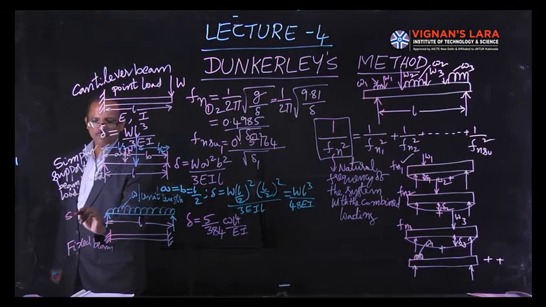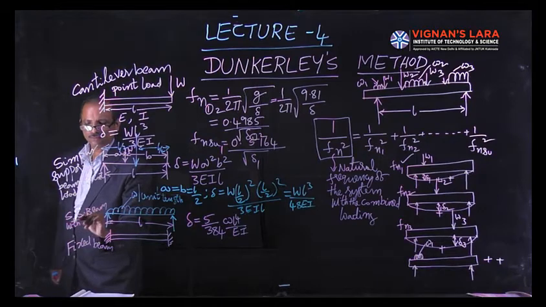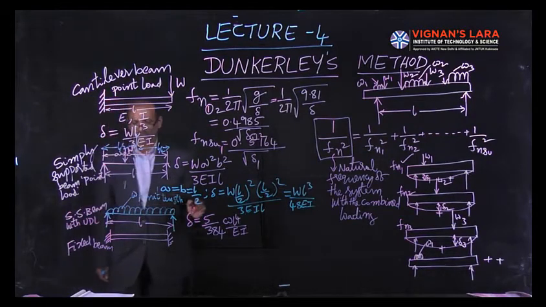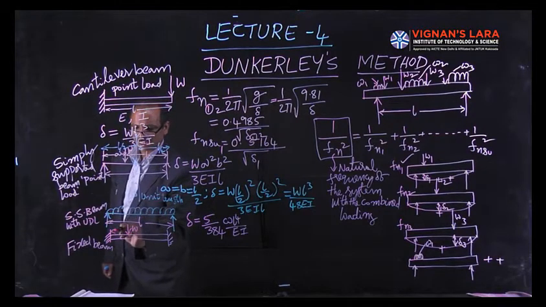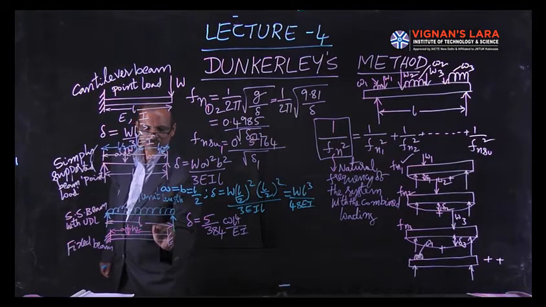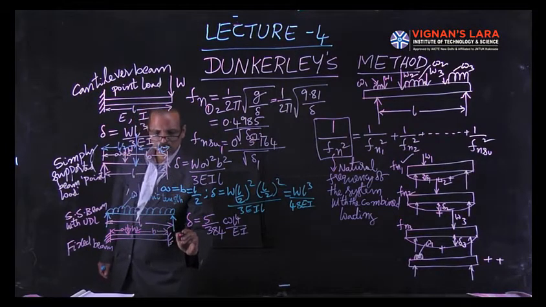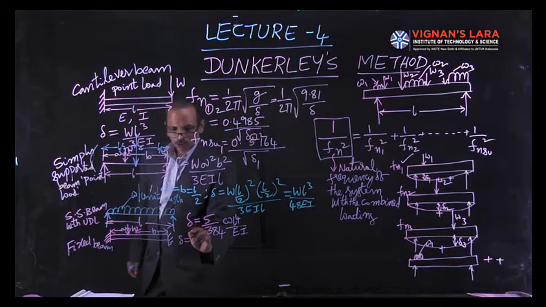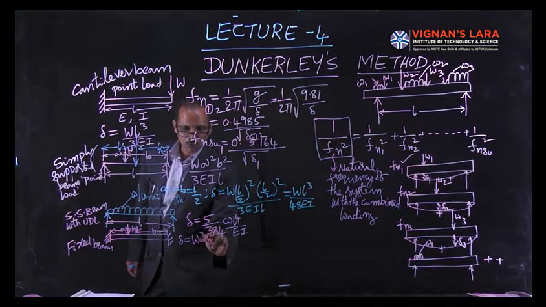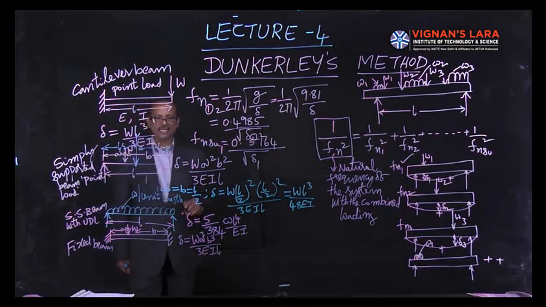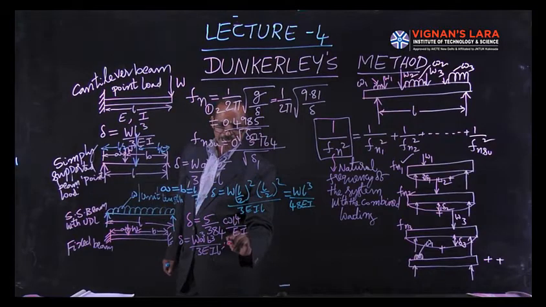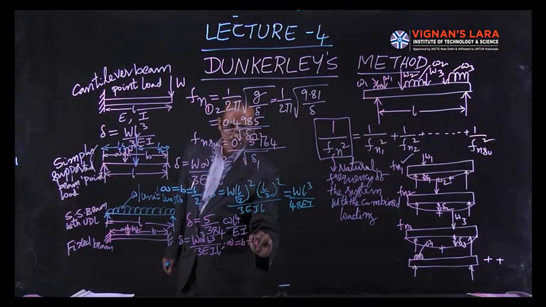This is a simply supported beam with UDL. So, fixed beam. In case of a fixed beam with a point load W at distances A and B, the delta value is equal to W A cube B cube by 3EIL cube. Suppose in this case A is equal to B is equal to L by 2.